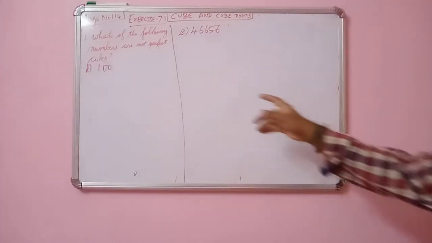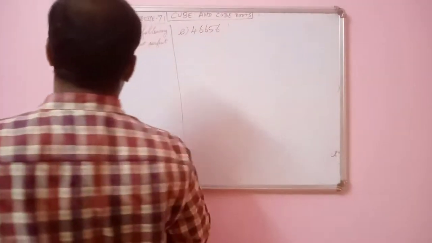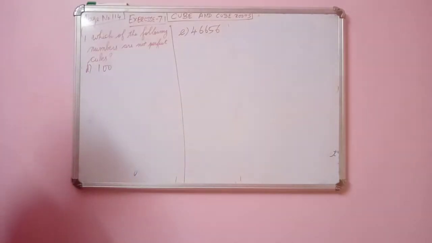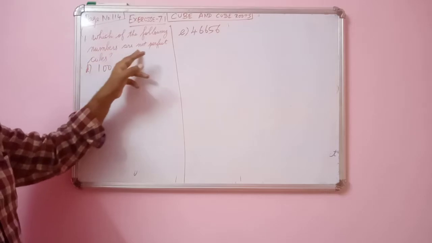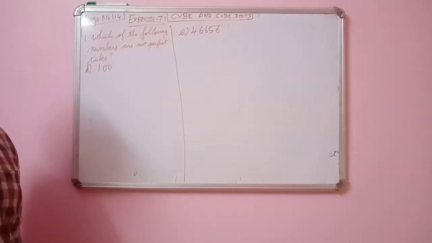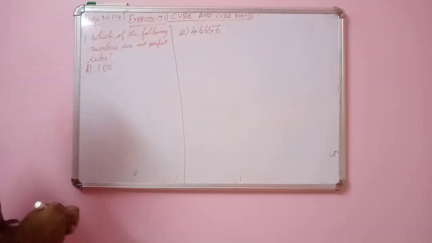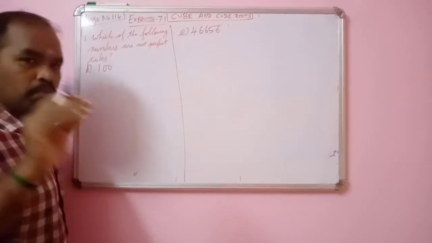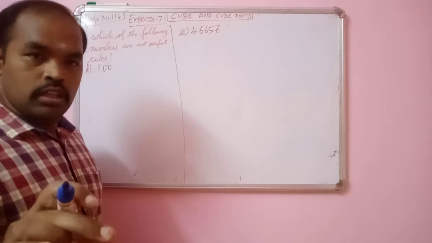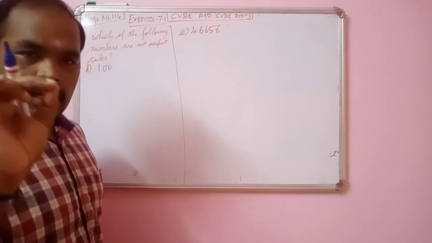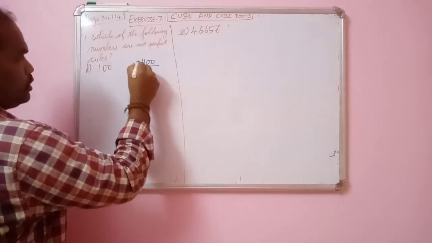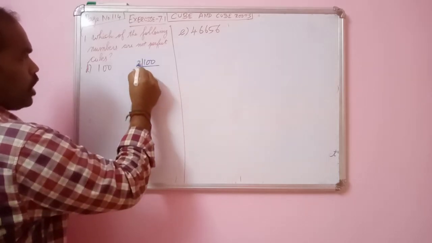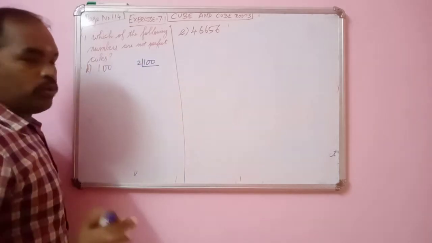In exercise 7.1, in the first problem, subdivision (iv), we are going to use factorization. Which of the following numbers are not perfect cubes? How are we going to factorize this? First, by doing the factorization, we need to find out whether it is a perfect cube or not. 100: starting with the number 2, we are doing prime factorization only.